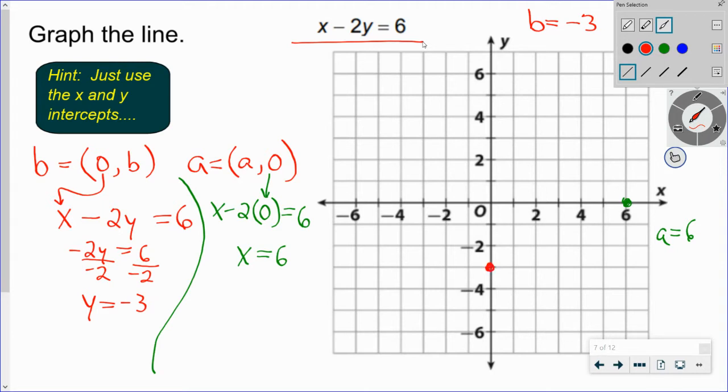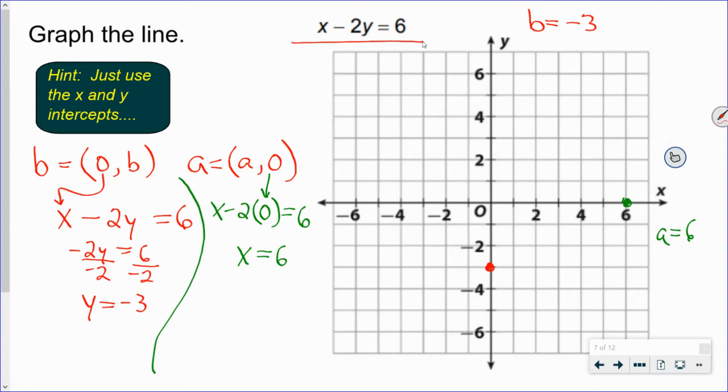Remember, to graph an equation, I really need 2 points. So the graph of that line is through those 2 points, a perfectly straight line. All I have to do to graph the line is to find those x and y intercepts, and all I have to do is substitute a 0 for the other coordinate.